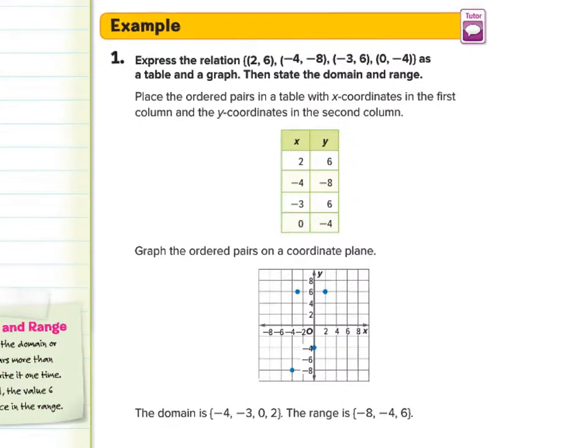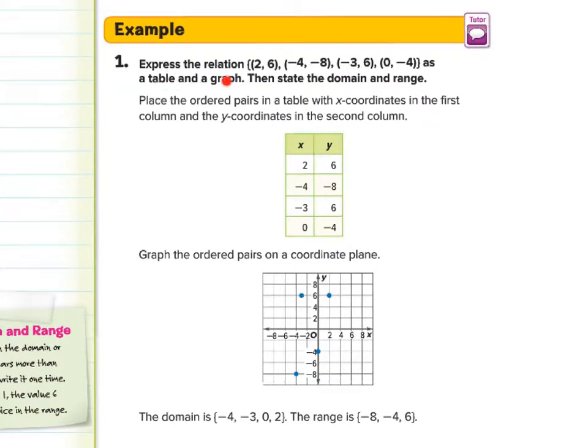Example 1. Express the relation (2, 6), (-4, -8), (-3, 6), (0, -4) as a table and a graph. Then state the domain and range. Okay, so we know that the first coordinate in all of those is going to be our domain, and the second number will be our range. And you can see that's the way they've organized it here.